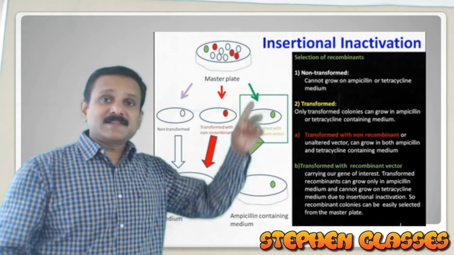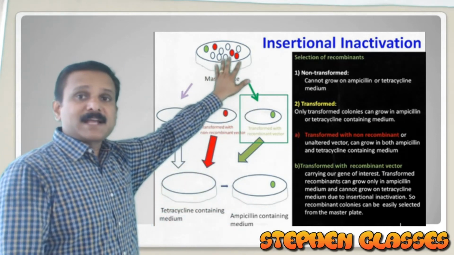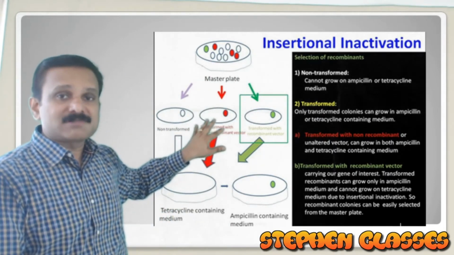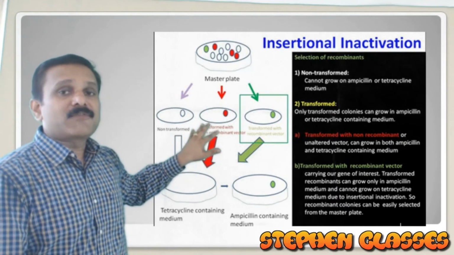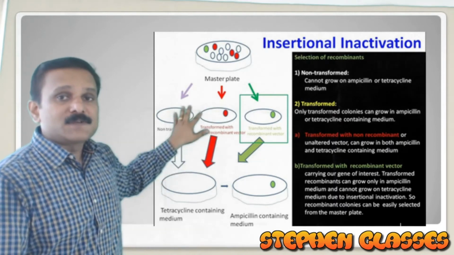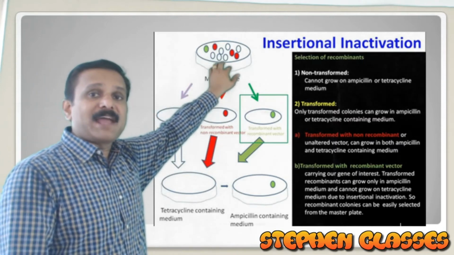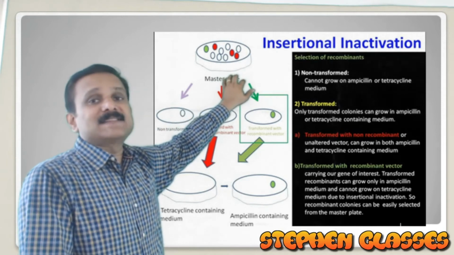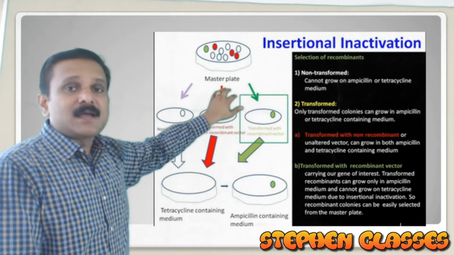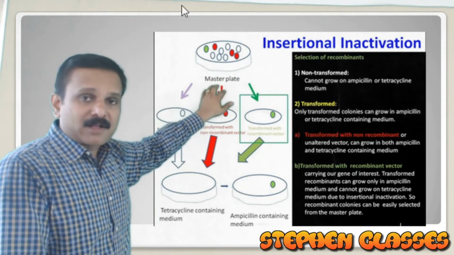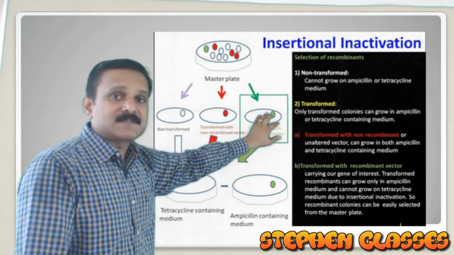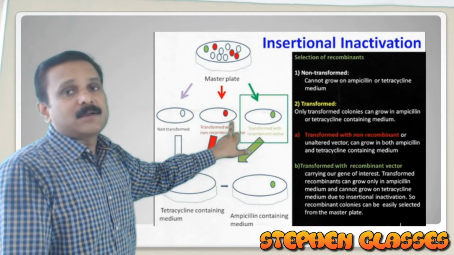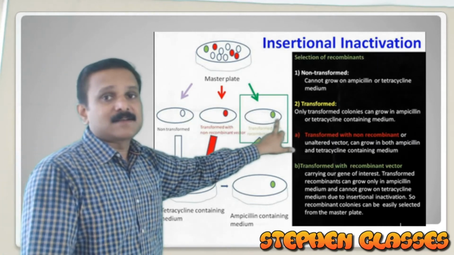Here in this diagram, it is very clear. This is explaining insertional inactivation and also the selection of transformants from non-transformants, and selection of recombinants from non-recombinants. Here you can see in the master plate there will be three types of cells. Some are non-transformants, some are non-recombinants and some are recombinants. So this white is non-transformant. This red one is non-recombinant, and this is recombinant.